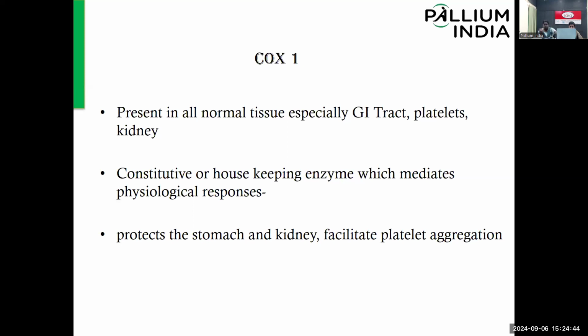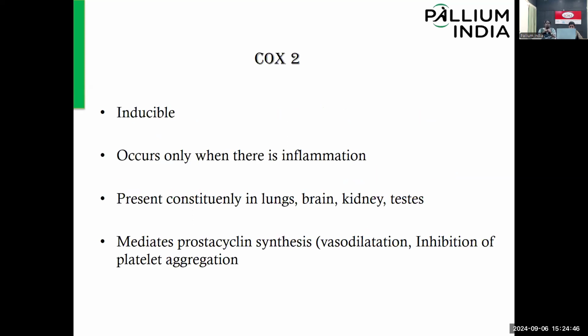That is the action. Next one is COX-2. It is an inducible enzyme. So it usually occurs when there is an inflammation. When there is any inflammation in our body, the COX-2 enzyme becomes inducible, and it is present constitutively in lungs, brain, kidney, and testes. These are the main sites where the COX-2 enzymes are seen. So it usually mediates the prostacyclin synthesis via vasodilatation and inhibition of the platelet aggregation. This is the mechanism of action of COX-2.